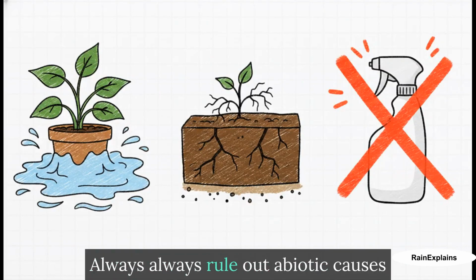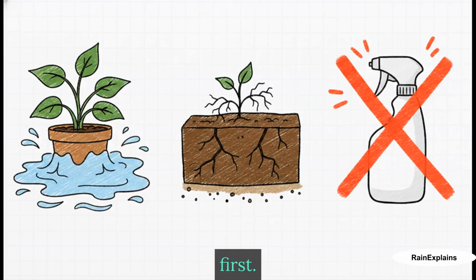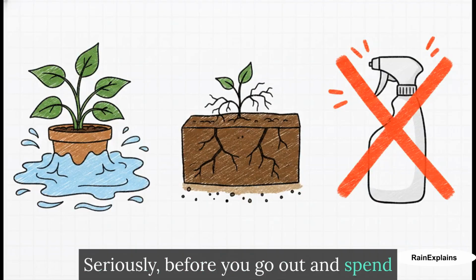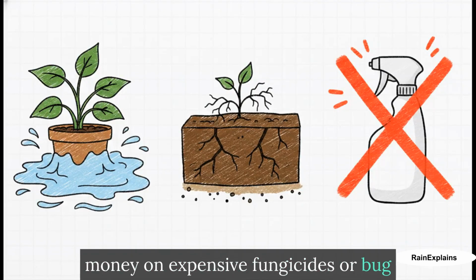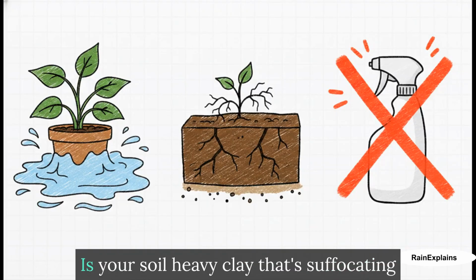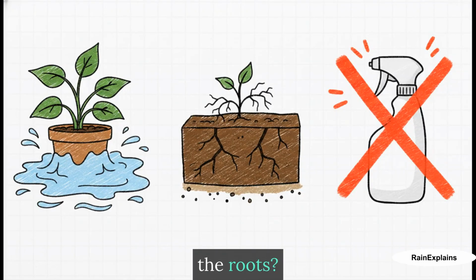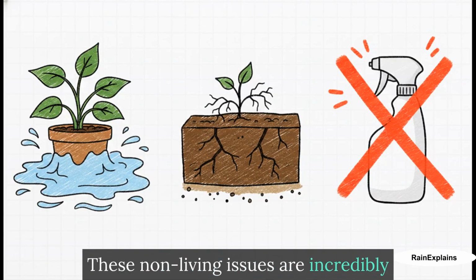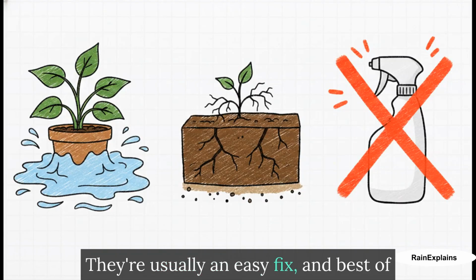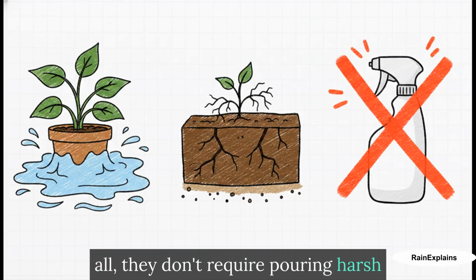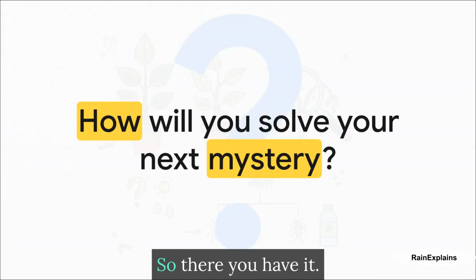Which brings us right to the golden rule of the botanical detective. Always, always rule out abiotic causes first. Seriously, before you go out and spend money on expensive fungicides or bug sprays, check the environment. Is your soil heavy clay that's suffocating the roots? Did weed killer drift over from your neighbor's yard? Or did you just overwater the poor thing? These non-living issues are incredibly common, they're usually an easy fix, and best of all, they don't require pouring harsh chemicals into your garden.